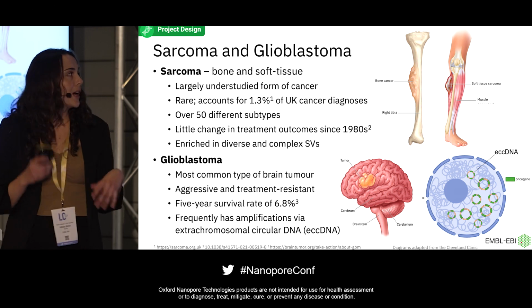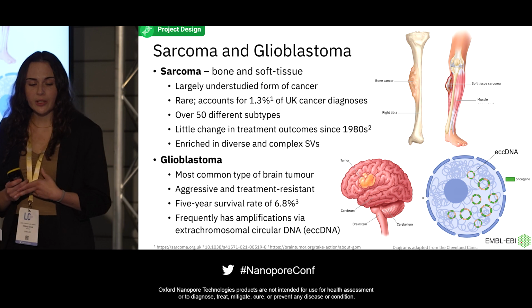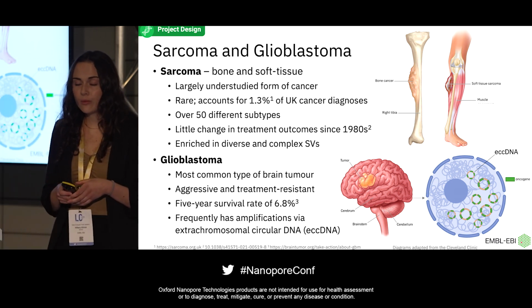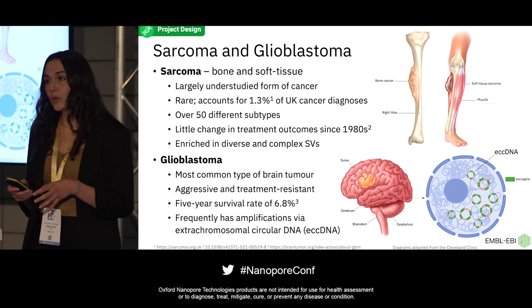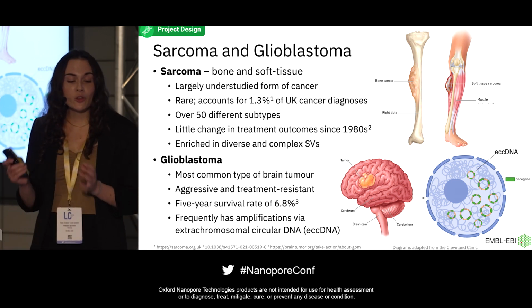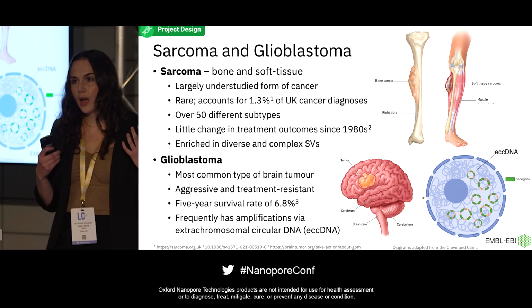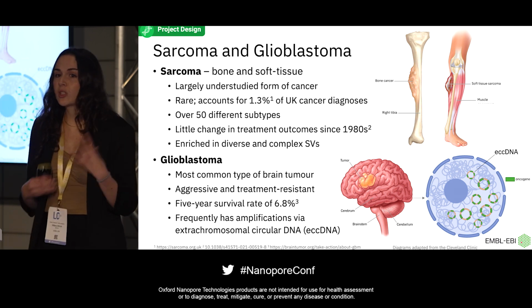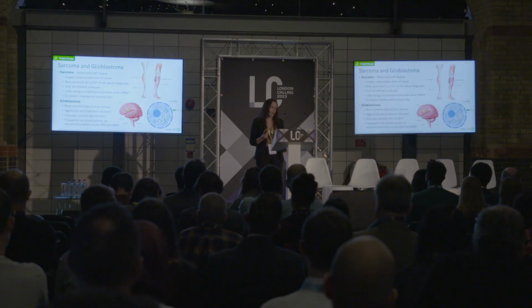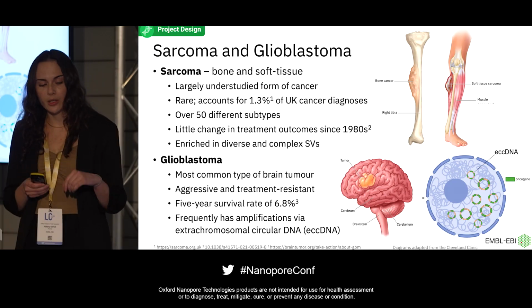Just for a bit of context, sarcomas are a cancer of the bone and soft tissue. It's a largely understudied form of cancer, and it's quite rare, only accounting for 1.3% of UK cancer diagnoses. It's quite heterogeneous with over 50 different subtypes. And there's been little change in treatment outcomes since the 1980s, with the standard method being chemotherapy to shrink the tumor, followed by tumor resection. Unfortunately, not all patients respond to chemotherapy, so they go through that unnecessarily. And from a genomic standpoint, sarcomas are enriched in diverse and complex structural variants, as I mentioned.